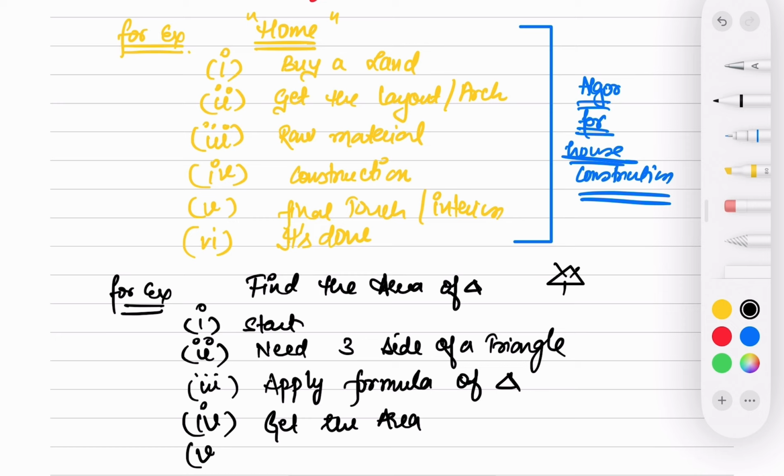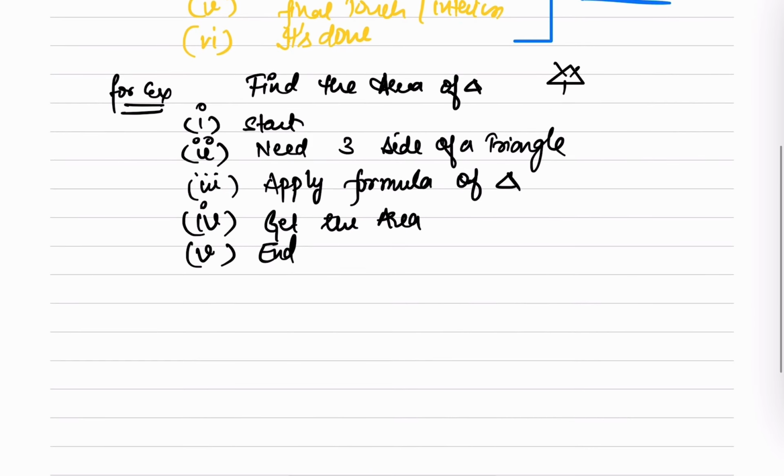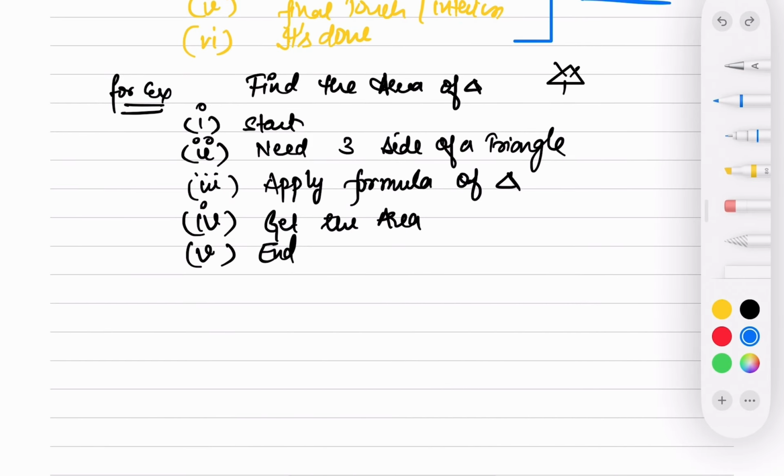And fifth is end. Now your computation is done, so you can end the process. So this is again an algorithm. What happened is you needed a triangle. Let's say if you talk about A, B, and C, you need three sides, and you have to apply a formula. So it depends upon what kind of problem you are solving.